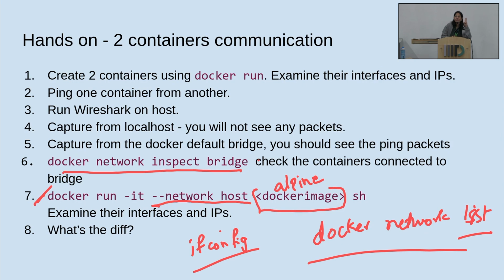Earlier you just saw two interfaces. One was the localhost and one was the eth0. Now you see all the interfaces that your host has inside the Docker container as well. This is because you have set it to use the host network itself, right? Okay, are we good till now? Okay, wonderful.